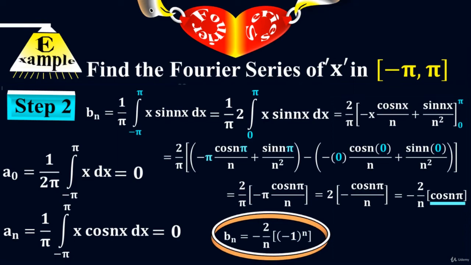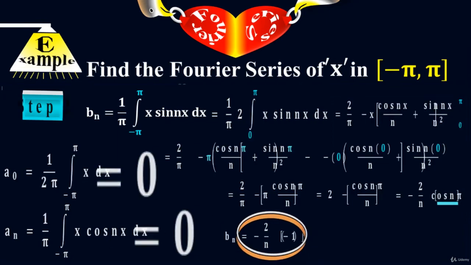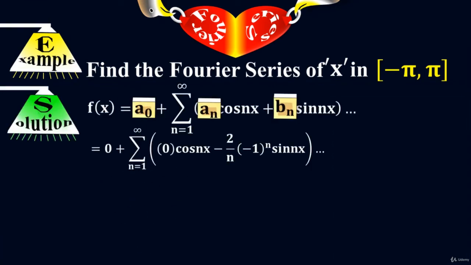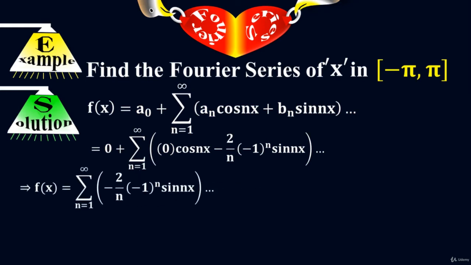Just substitute this value into the formula, along with the values of a sub naught and a sub n, which are 0. The value of a sub naught and a sub n are 0, and the value of b sub n is 2 over n times minus 1 to the n times sine nx. So at the end I have only the value for b sub n, because a sub naught is 0 and a sub n is also 0.